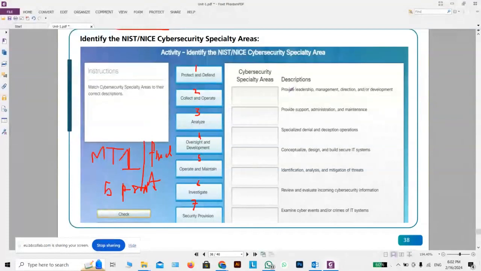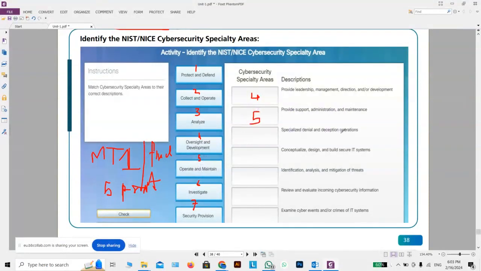So for provide leadership, management, direction, and development. For the management, everybody knows that. I told you that it's all very, very clear. It's about oversee and development. So where is that? Oversight and development. So the fourth one is here. Okay, provide support, administration, maintenance. That's about operate and maintain. Okay, so where is operate and maintain? It's the fifth one here.